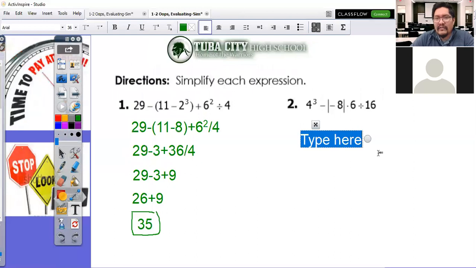Anyway, let's go ahead and do this one here. So here I have 4 to the 3rd power, so that means 4 times 4 times 4. So 4 times 4 is 16, and 16 times 4 is 64. All right, now here I have an absolute value sign. The operation is the absolute value.